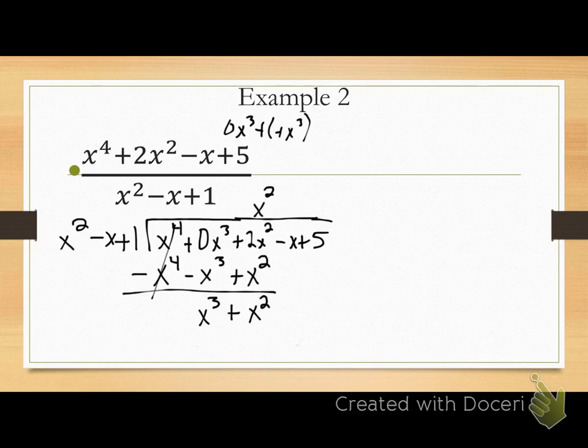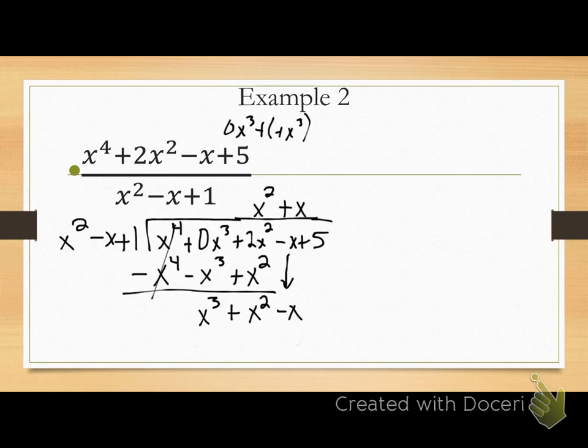What do I need to do from there? Bring down my minus x. And someone raise your hand and give me my next step. You see what x squared times what gives me 0x? Okay, x cubed. Yep, looking at the first term again of each thing. So x squared times what would give me x cubed? Just a positive x, right? And now I can multiply my x through my divisor.